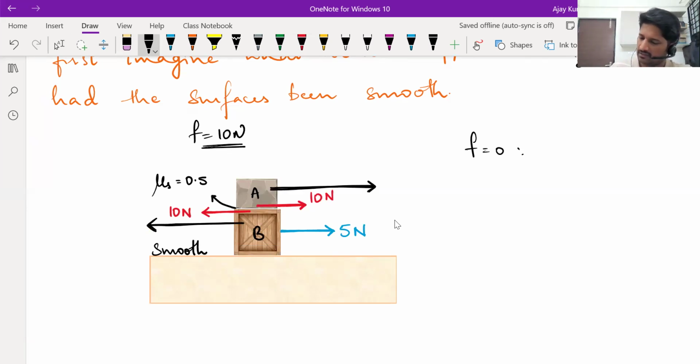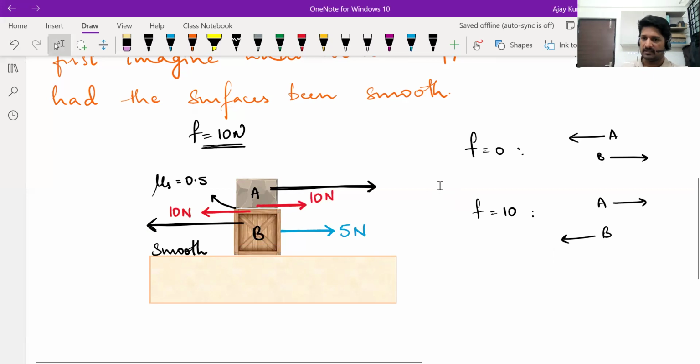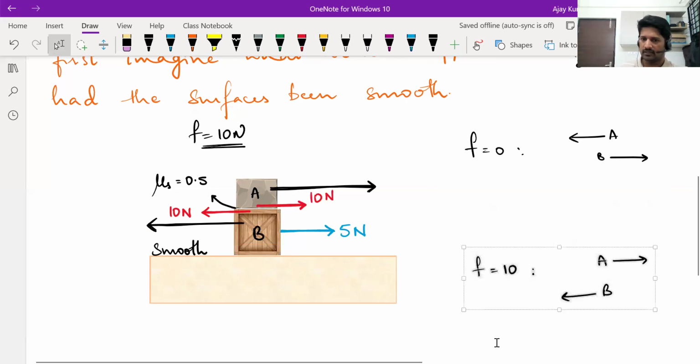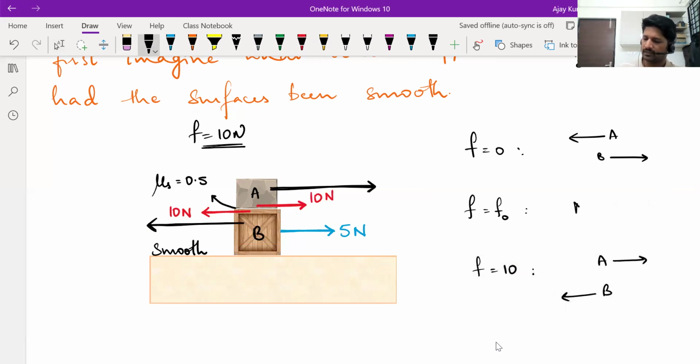So for 0 newton friction, the relative sliding was like this: A backward, B forward. And for 10 newton friction, the situation is like this: A forward, B backward. In both cases, there is sliding and there is exact opposite sliding. So what I'm saying is somewhere between 0 newtons and 10 newtons, for some value of F, let's say F0, there should be a case of no sliding at all. Because in one case we have forward sliding, in another case we have backward sliding. Then somewhere in between there should be a case of no sliding, no? Yes, sir. Others also, did you all get the point or not?